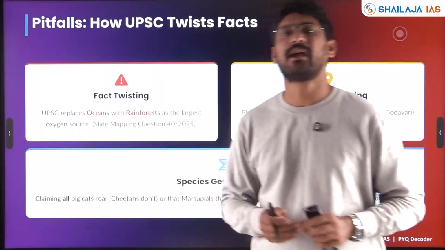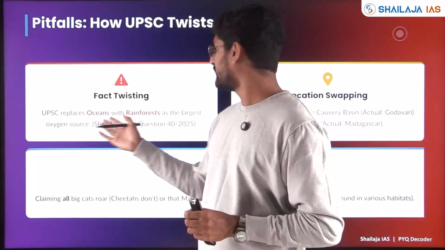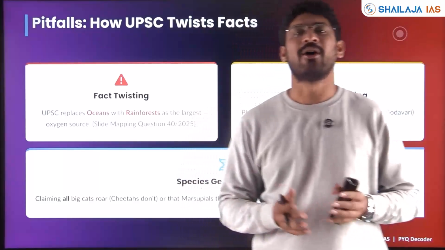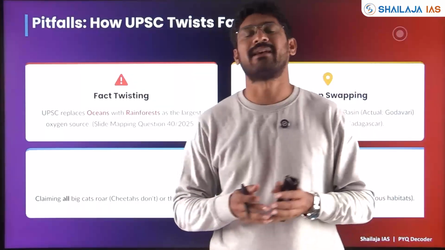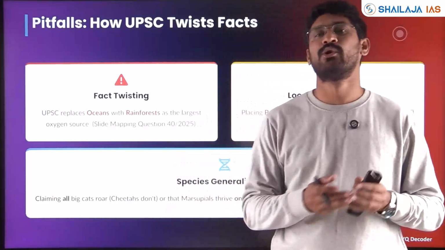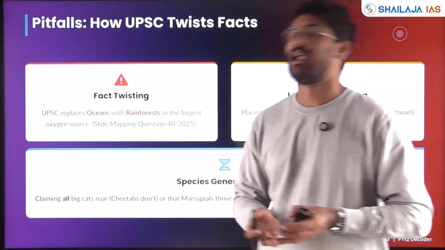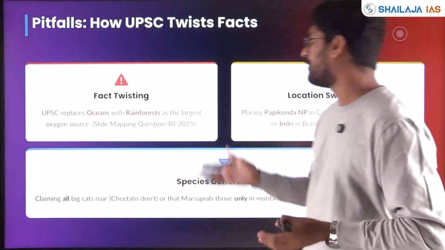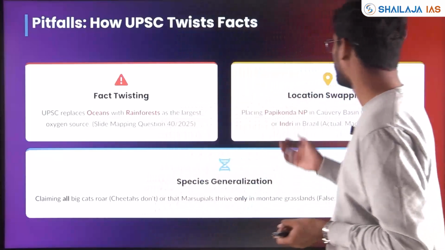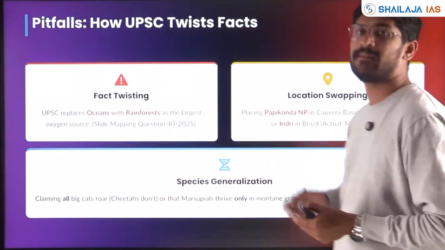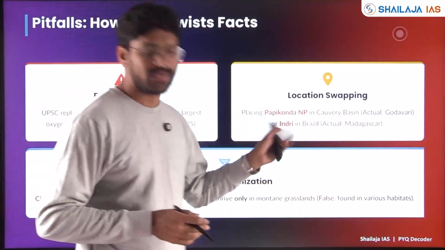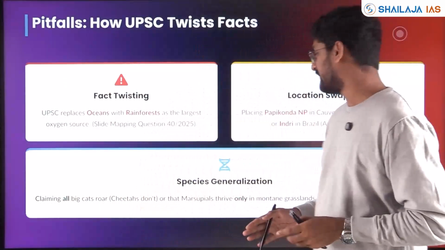Fact twisting. For example, UPSC replaced oceans with rainforest as the largest oxygen source. If you see, oceans are more than 70% and land is 28%. Normally, the oxygen produced in the oceans from phytoplankton and blue-green algae will be more compared to rainforests, and rainforests are carbon neutral. This is the concept. Then placing, location swapping, species swapping. All these are important twists and pitfalls kept in the UPSC PYQs.